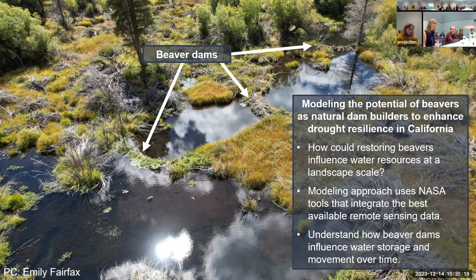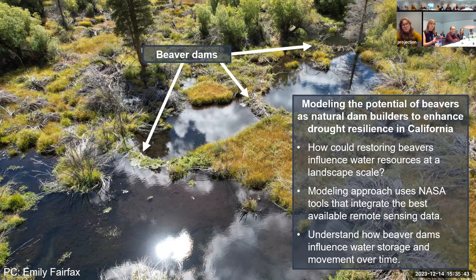Our work is focused on thinking about how restoring beaver populations in the Sierra Nevada mountains in California could influence water resources. Specifically, we're interested in how restoring beaver populations, and specifically beaver dam building activity, could influence surface water storage and also water movement through a river network over time. We are taking a modeling approach to answer this question.